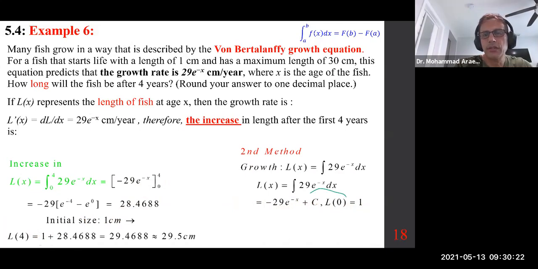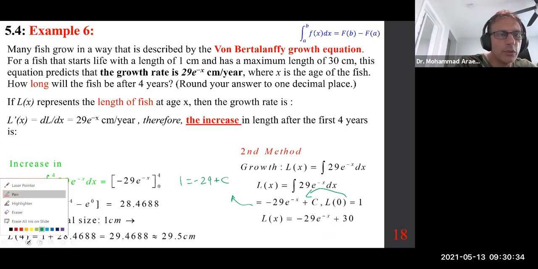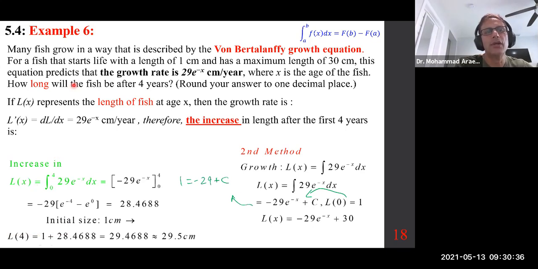So if we plug this in, that gives you 1 equals -29 plus c. C becomes 30. Now, what do we want? We go back to the question. After how long? 4 years. Plug in x equals 4. Which is, by the way, the same as this one.